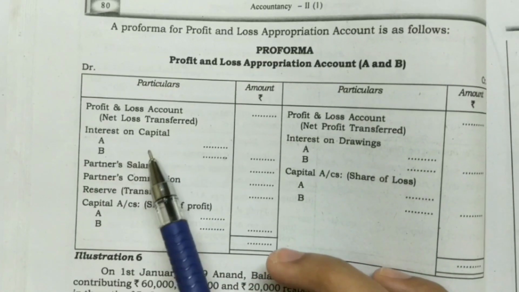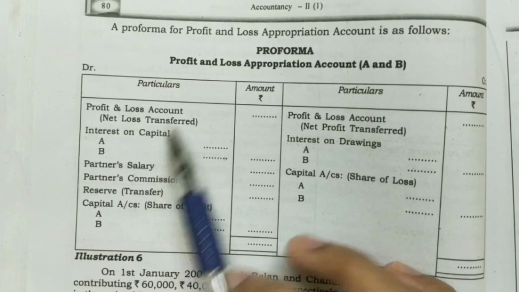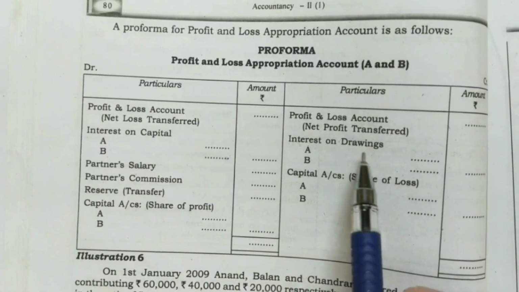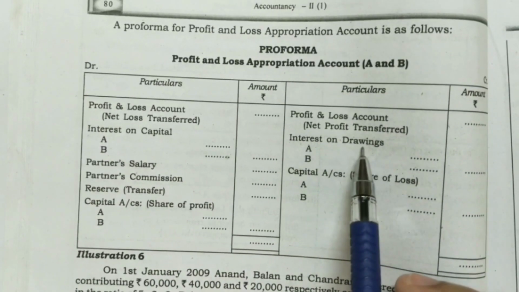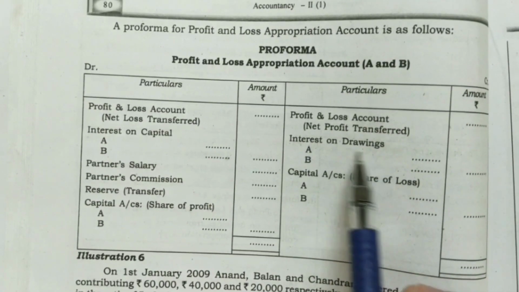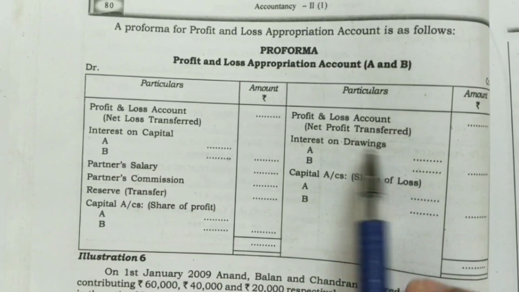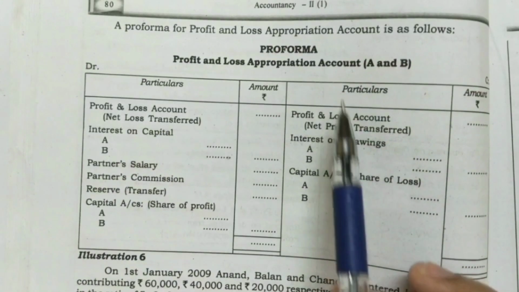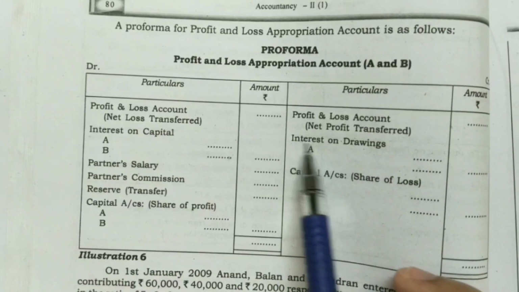That is, partners will bring their capital to the firm, right? So the firm has to give them interest. If the firm is planning to give interest, then it should be shown on the debit side of profit and loss appropriation account. And in the case of interest on drawings, the partners might take something from the firm for their own personal use. That is what we call drawings, right? So the partners have to pay interest to the firm, so it will be shown on the credit side of the profit and loss appropriation account.